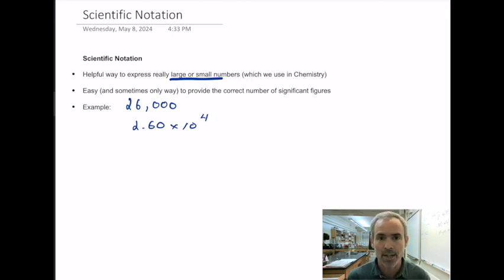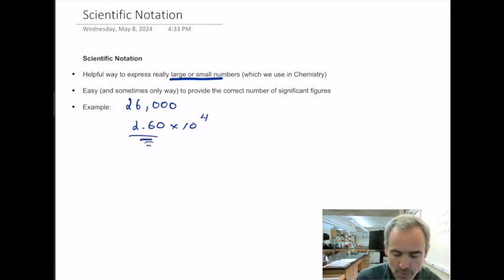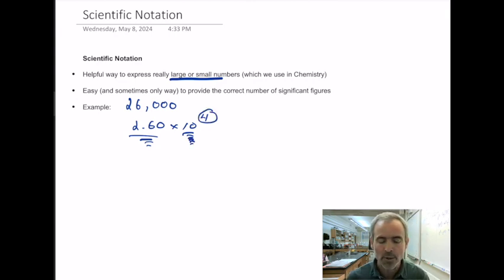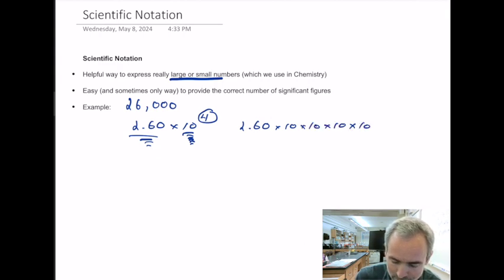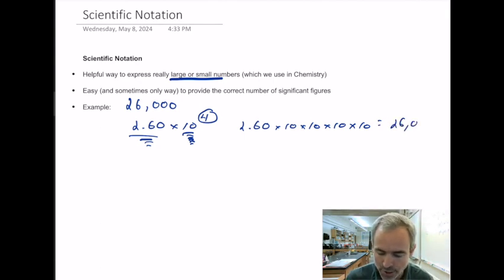So we're all set. Okay, so what makes a number in scientific notation? Well, the coefficient has to be between 1 and 10. So you're always going to have that. And then times a 10 as a base raised to some power. And what that means, if you remember your exponents, is it just means times 10 4 times. So you really could write this as 2.60 times 10 times 10 times 10 times 10, okay? And that, if you do it on your calculator, and I encourage you to do so, you'll get 26,000.